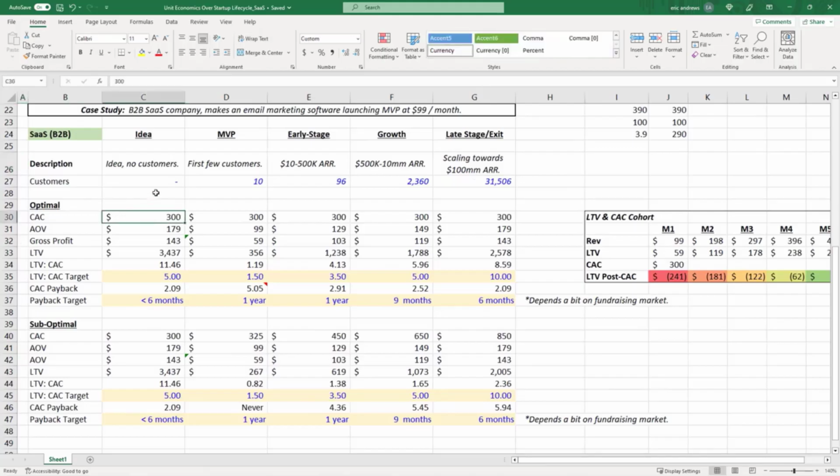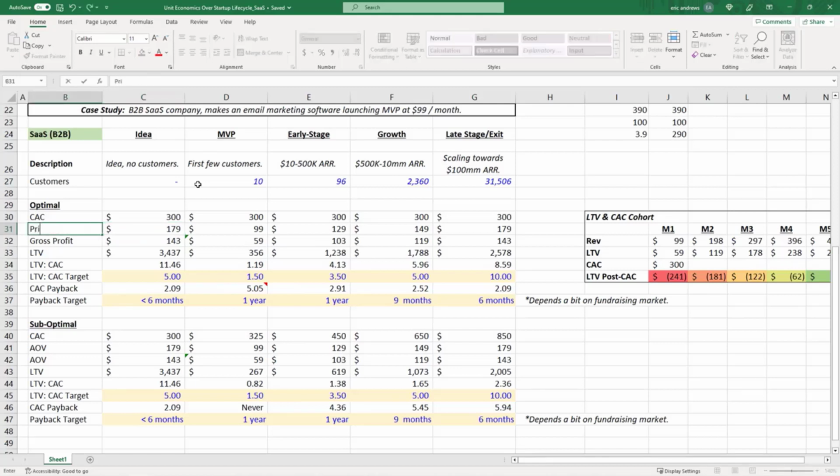Idea phase. So we're saying that the CAC in our idea is $300. We think we can convert customers for $300. The AOV eventually is going to be $179 per month. So that's the price. So I think we can just call this price and AOV. We can put that down below as well.